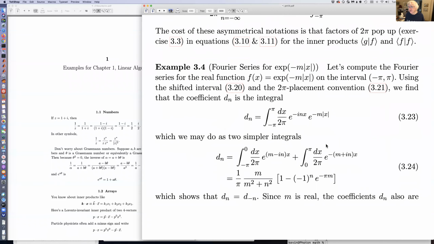Here are a variety of examples, but we only have 2 minutes left, so I think I should stop with Fourier series and ask whether there's a question.